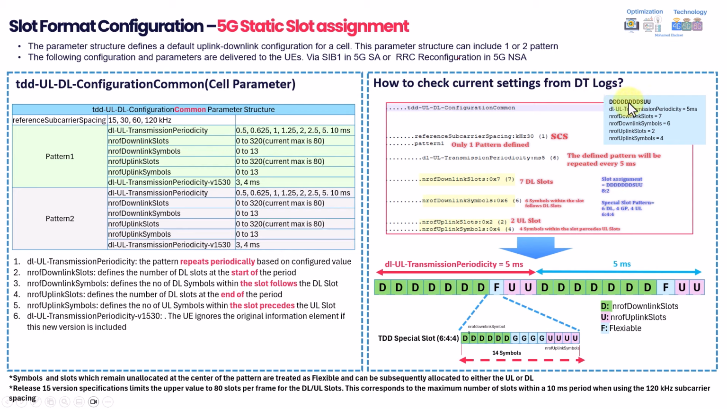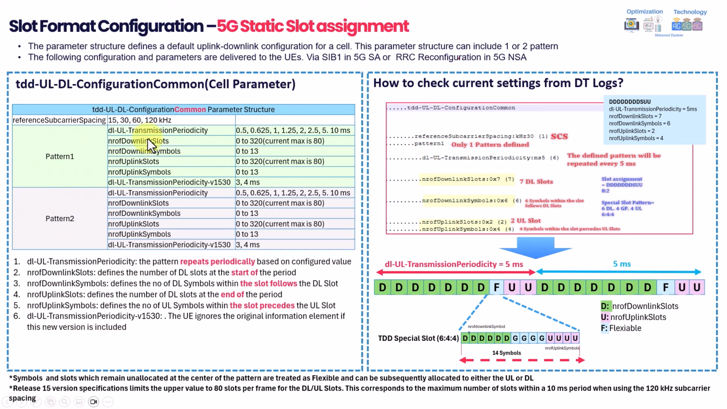So if you go through the parameters which you have here in 5G, we have something called two patterns. You can have either one pattern or two patterns. Let me explain what I mean by this. First of all, let's assume that you have one pattern, which is the example you have here, and these are the parameters in this part.